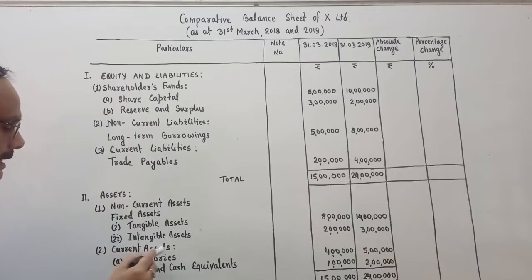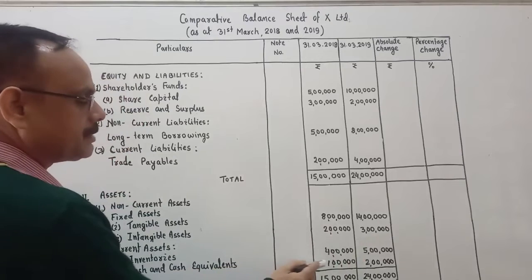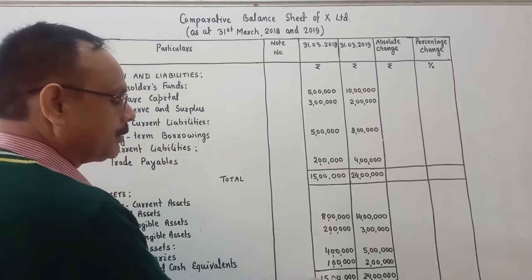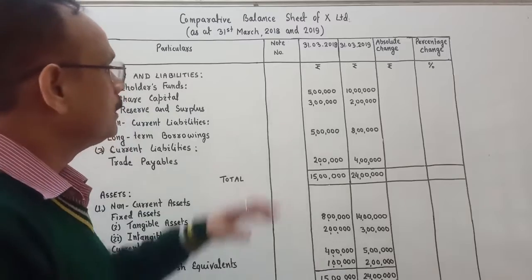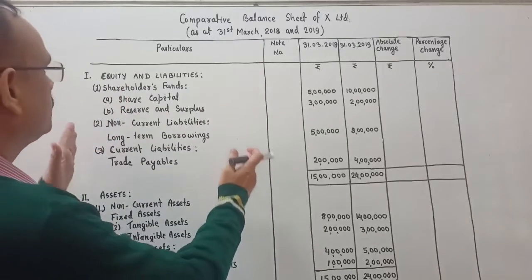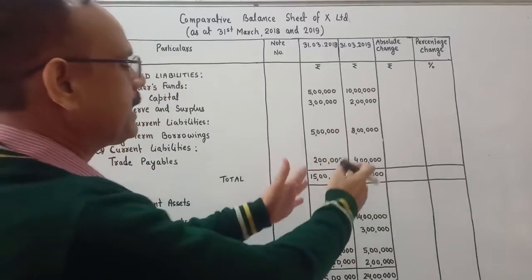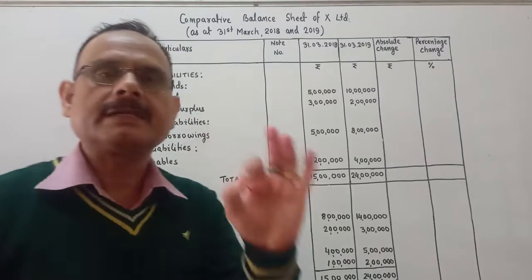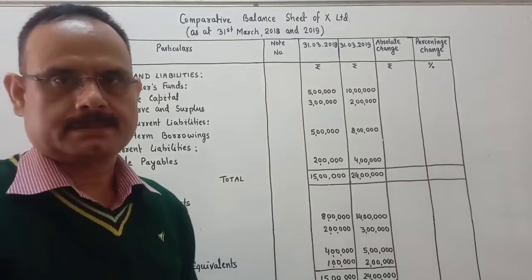Then you come to the current assets. Under the current assets, inventory and cash equivalent. So inventory is 4 lakhs and 5 lakhs, and cash equivalent in 2018 is 1 lakh and in 2019 it is 2 lakh. Now the total is 15 lakhs and 24 lakhs. These 3 columns, particulars, the figure of 2018 and the figure of 2019, this entire information has been given in the question. Okay, so our effort will be less.